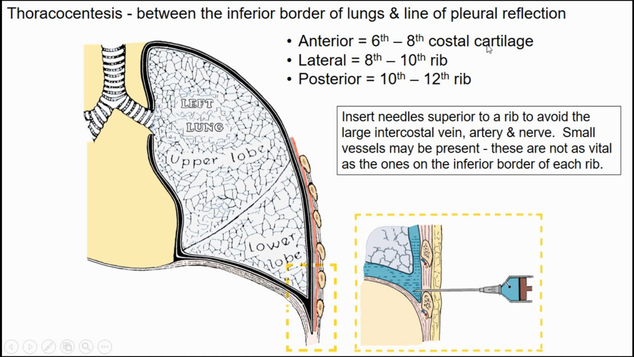And I'll let you off the hook quickly by telling you, we try not to do this anteriorly because the heart's there. Because we're not wanting to stick a needle in the heart and give them a cardiac tamponade. Posteriorly, we'd have to go through all the erector spinae and other big muscles of the back before we even get to the ribs and then into the space. So most of these thoracocentesis procedures are going to be done laterally.